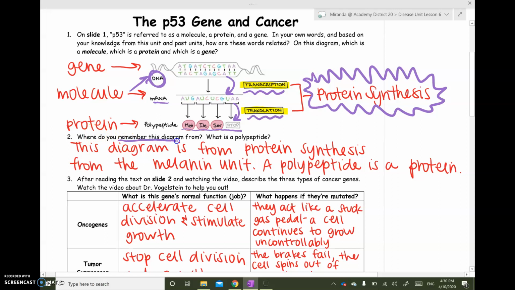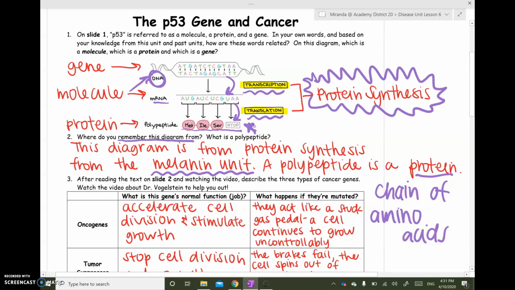Where do you remember this diagram from? Hopefully you remember it from the melanin unit when we were looking at mutations that cause albinism. And then it says, what's a polypeptide? A polypeptide is a protein or a chain of amino acids. Right here. Okay. All right.